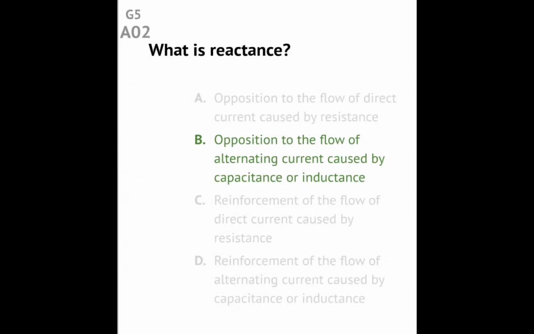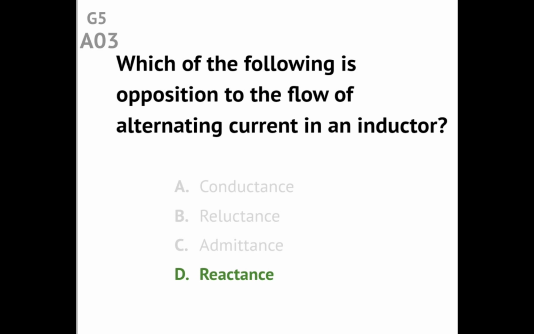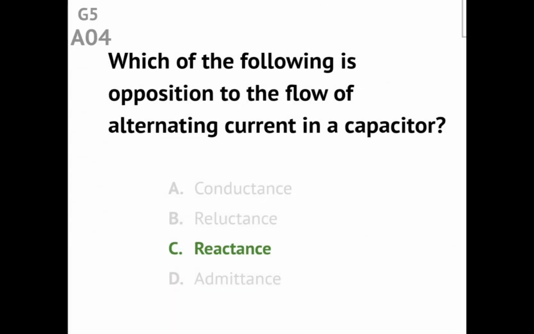Question G5A02. What is reactance? Answer: opposition to the flow of alternating current caused by capacitance or inductance. Question G5A03. Which of the following is opposition to the flow of alternating current in an inductor? Answer: reactance. Question G5A04. Which of the following is opposition to the flow of alternating current in a capacitor? Answer: reactance.